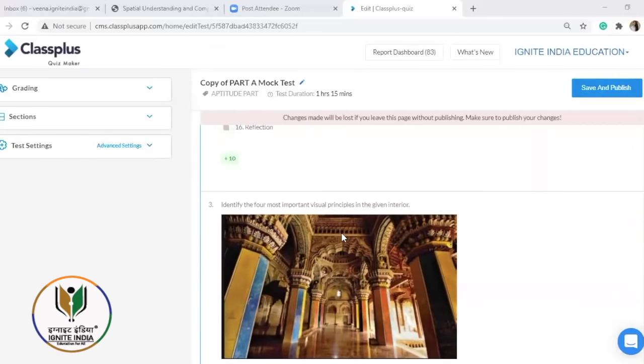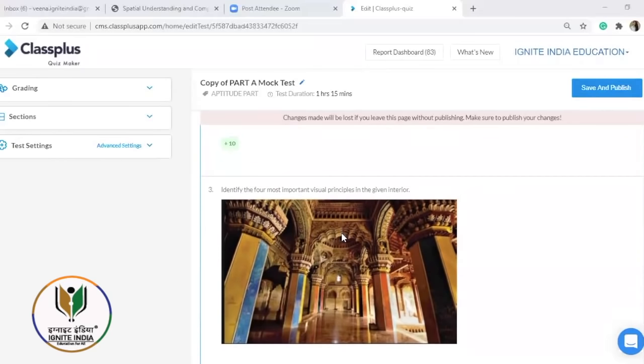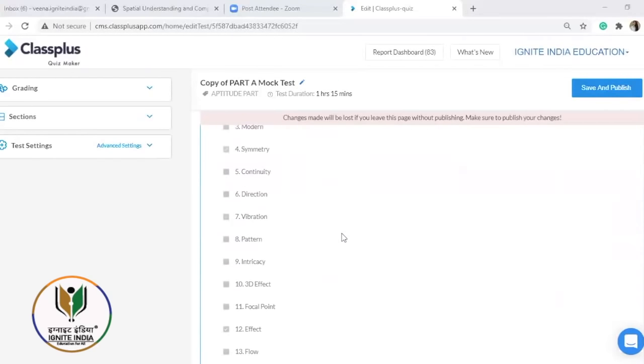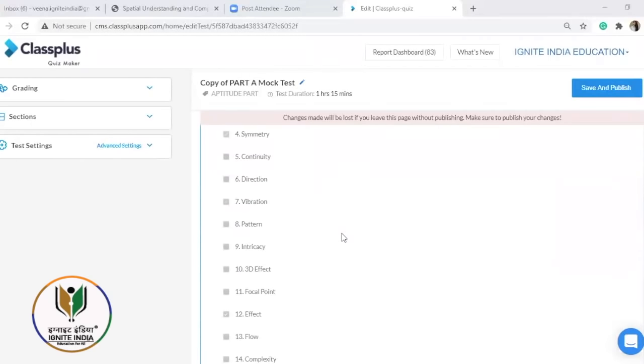I told you there will be six right answers, and you have to select the four most important. Now, apart from depth, which other words go with this composition? Let's see in our list below. We can see symmetry, no doubt, symmetry is there. That is again a different category. Depth is there, symmetry is there.